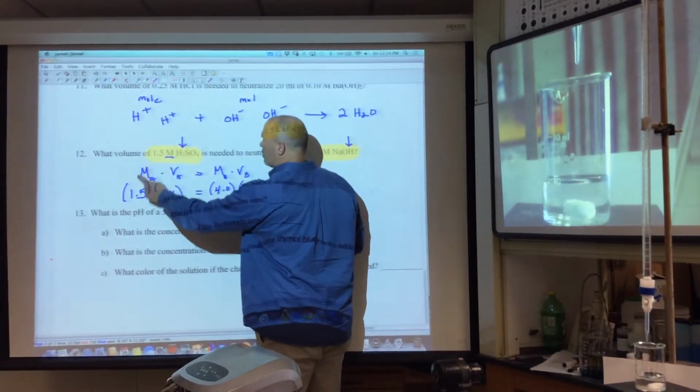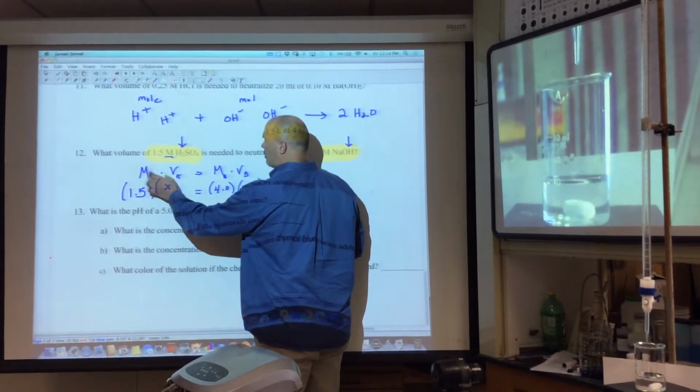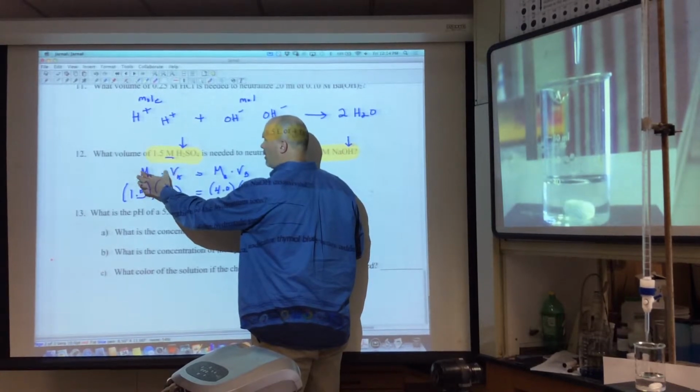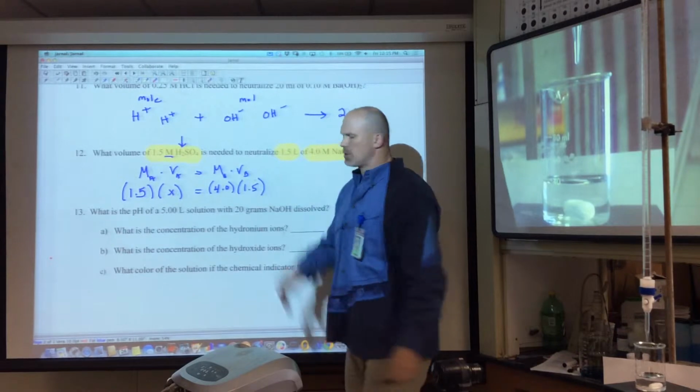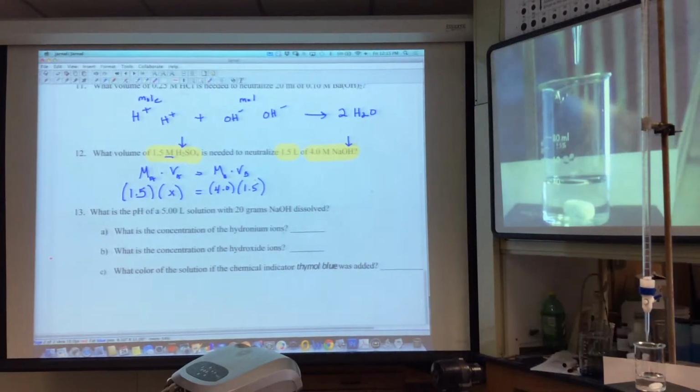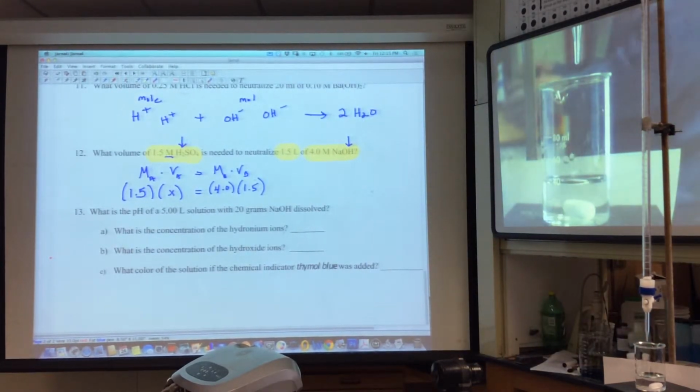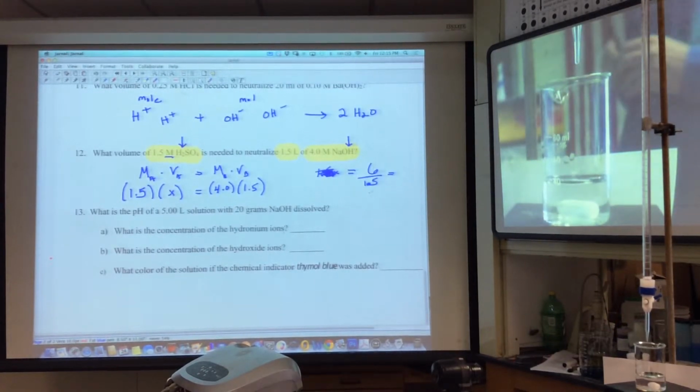Now molarity is moles over liters, this is liters, so when you multiply like we showed yesterday, what you're really doing is comparing the moles of this and moles of that. That's how it works. So let's do the math. 4 times 1.5 is what? 6. So I get 6 equals 1.5x. Divide by 1.5, what do I have? 6 divided by 1.5? 4.